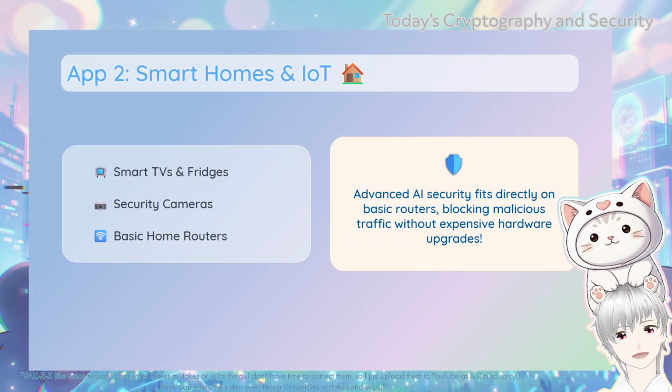Second, let us think about smart home devices and the Internet of Things. Our homes are filled with smart TVs, smart fridges, and security cameras, all connected to a simple home router. These home routers do not have powerful computers inside them. They cannot handle heavy, deep neural networks with complex defenses. But using the inherently robust shallow model from this research, you can easily put advanced artificial intelligence security directly onto your basic home router. This would instantly block malicious traffic from taking over your smart home devices, keeping your personal home network safe without needing expensive hardware upgrades.